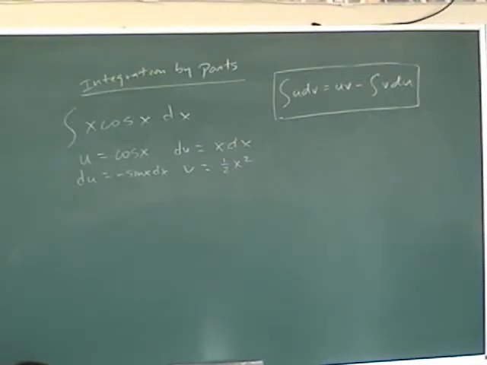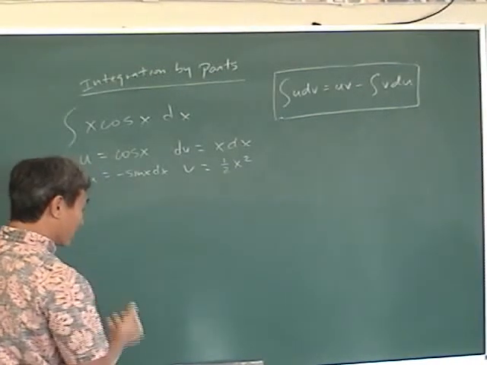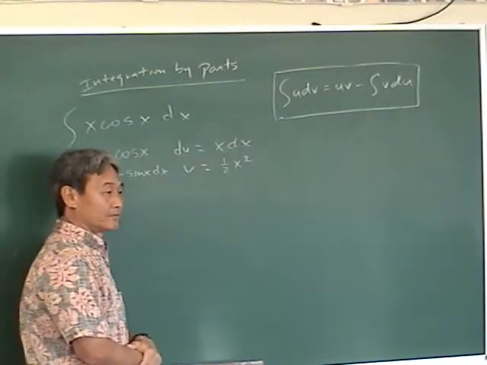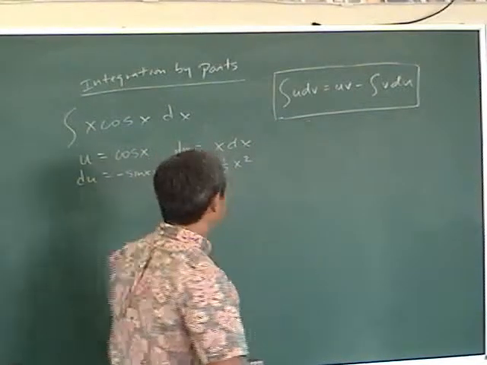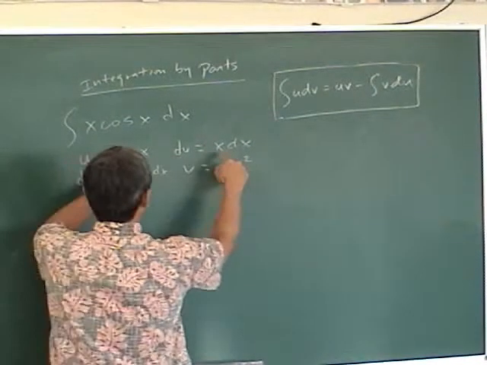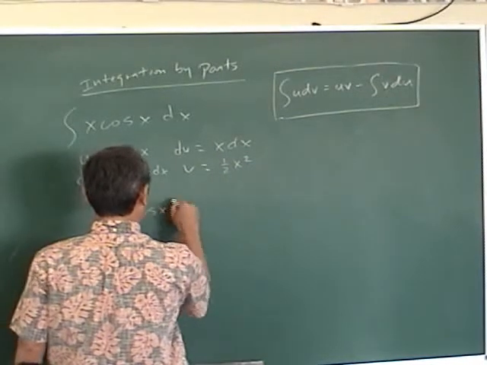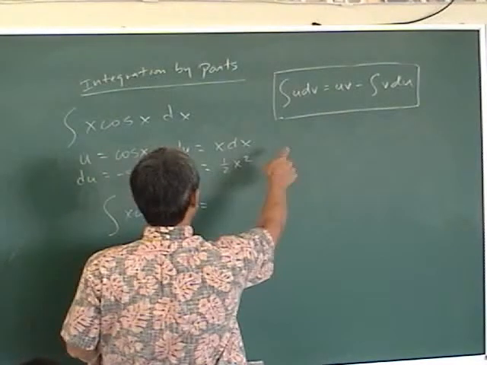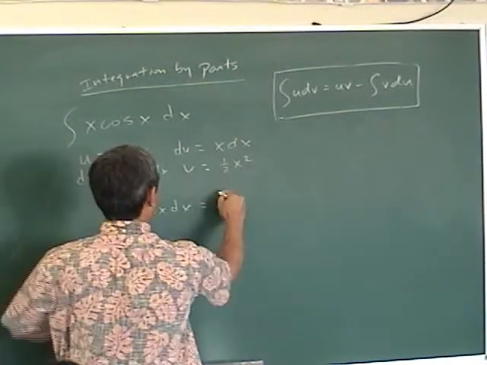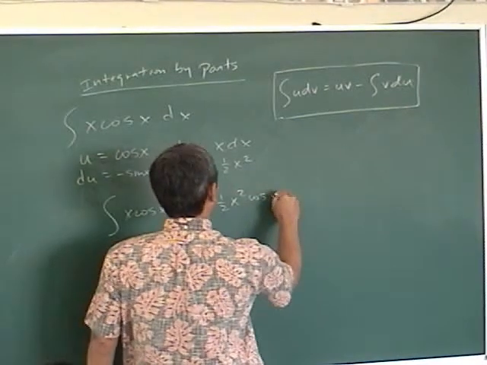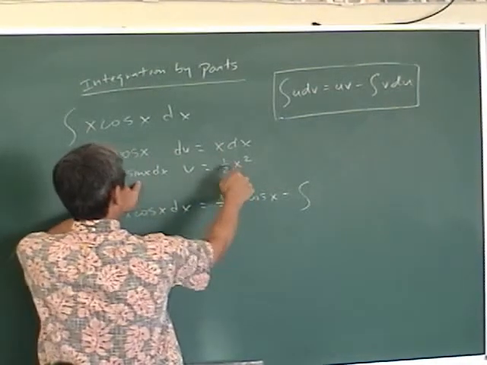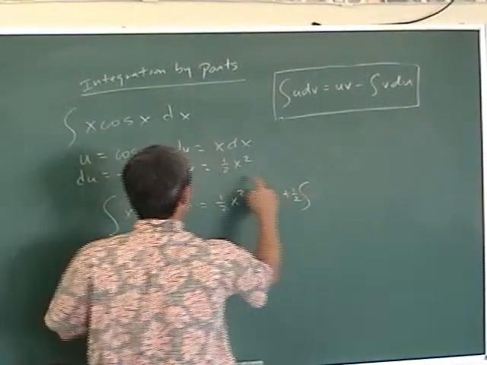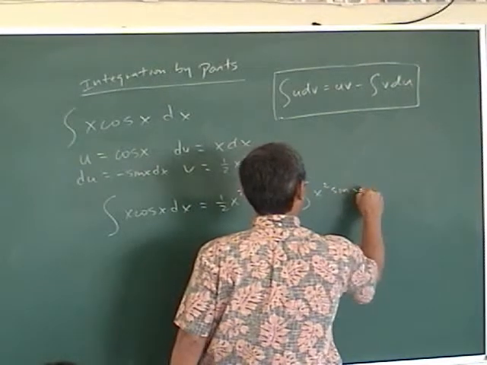Do you see how to fill in this chart? To go from u to du, you take the derivative. To go from dv to v, you do the antiderivative. And then now all you have to do is plug it into this formula. The integral of u dv, which is the integral that you're trying to find, is equal to u times v. What is u times v? This times this. Minus the integral of v times du. What is this times this? The negative half can be thrown on the outside, and then you're going to have x squared sine x dx.